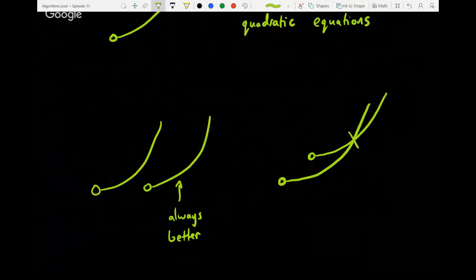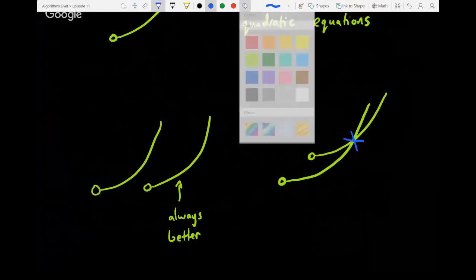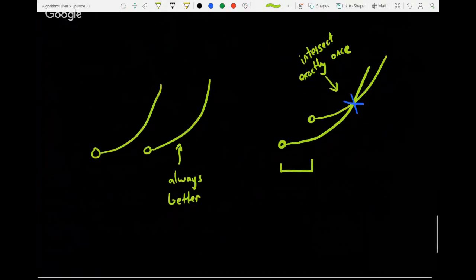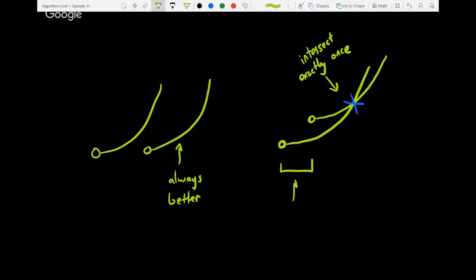So that gives us a really interesting property. If this is the intersection point, so like right there's the intersection point. Since they all have the same derivative, this intersects exactly once. Right? And another interesting property, if I look at this, this is curve one, curve two. Later starting curves always surpass their predecessor.